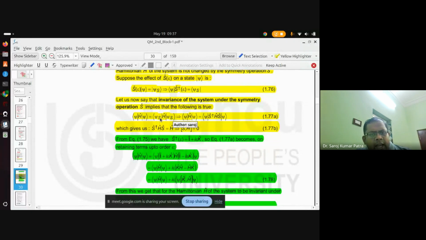If we rewrite this right hand side, psi S is basically S psi, the ket psi S is equal to S psi ket, and the bra psi S is basically equal to psi S dagger bra. If we substitute that over here, we will get psi S dagger H S psi. So that means H must be equal to S dagger H S. That is what is written here, which gives S dagger H S is equal to H.